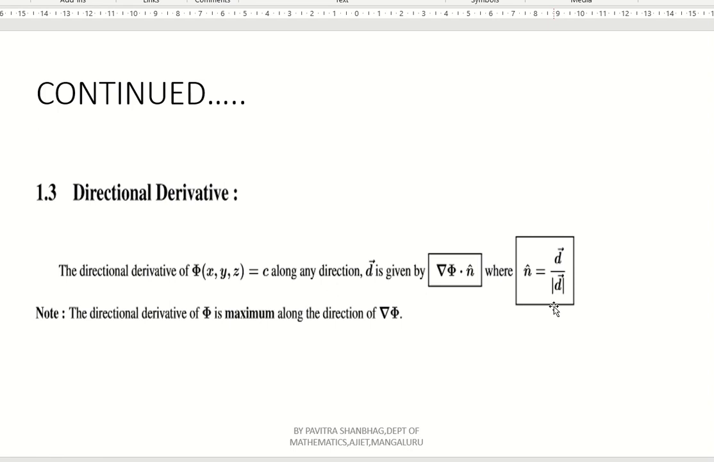Suppose there is no direction, then along what is the directional derivative maximum? In that case, the directional derivative of phi is maximum along the direction of del phi only. So whatever you get as del phi, that itself acts as the direction when no direction is given. If the direction is given, then del phi dot n cap, where n cap is the given direction by magnitude of that direction. But when they don't give the direction, you have to find del phi, and del phi itself acts as the maximum directional derivative.